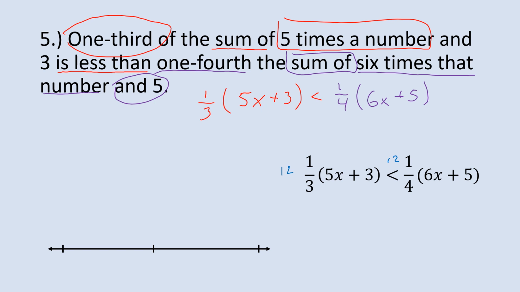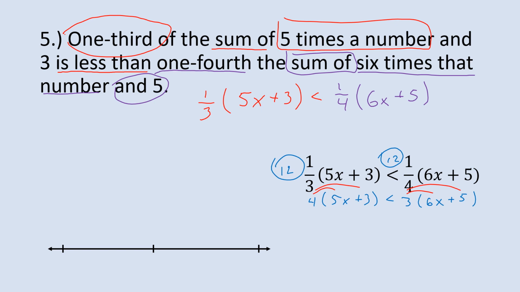So 12 over 3 is 4. So 4 times (5x plus 3) on this side. And over here we're going to have 3 times (6x plus 5). The reason that's allowed is that we're keeping this equation balanced. What we did to the left side, we're also doing to the right side. All right, so now at this point, the fractions are gone. It makes it a lot cleaner for us.